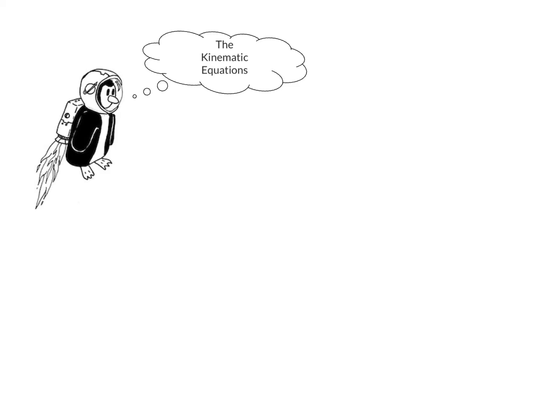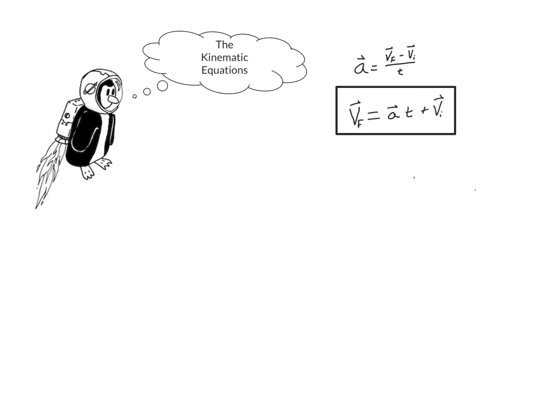Today we're going to talk about the three primary equations of motion, otherwise known as the kinematic equations. We've already encountered one of these when we were talking about the definition of acceleration. This equation is usually rewritten in a way that is more handy. The final velocity is equal to the acceleration times the time it was accelerating for, plus whatever initial velocity the object had. This is the first of the three kinematic equations.